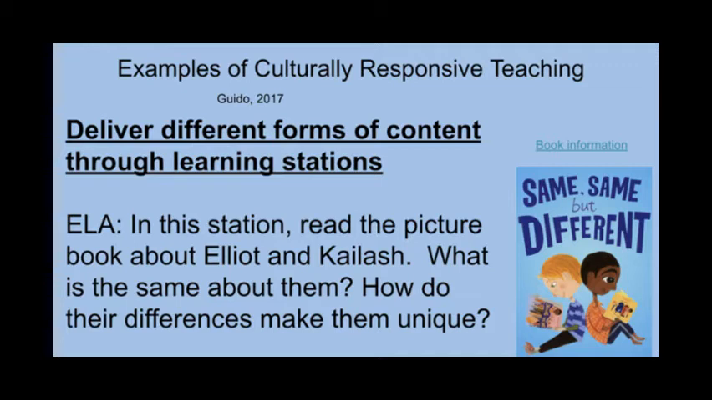So the example is in this station, read the picture book about Elliot and Kailash. What is the same about them? How do their differences make them unique? So instead of doing something like a Venn diagram to make them more different from each other, how do those differences make them unique? So you're changing your wording to be more inclusive.